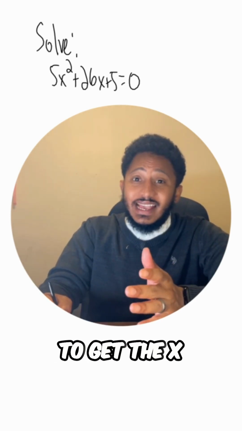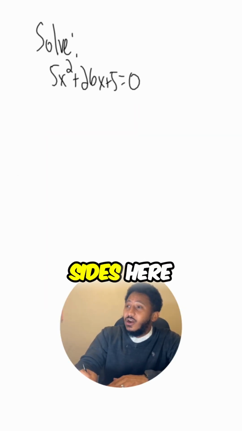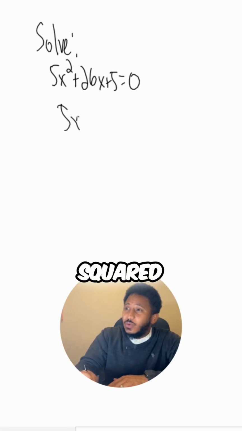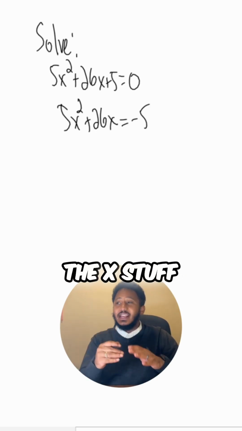Now first, to get the x stuff by itself, we're going to subtract 5 from both sides here. Okay, so that'll give us 5x squared plus 26x equals -5. So just to gather the x stuff.